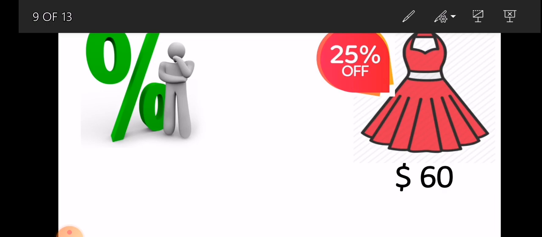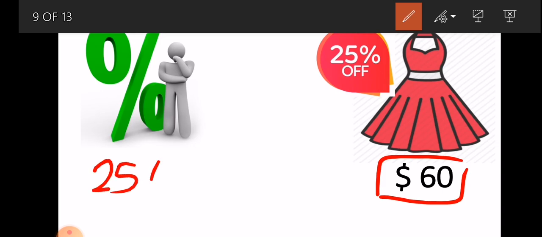Okay, we understand it, but how can we get the answer? So here, what is the price of the dress? It's $60. I want to get what is the meaning of 25% of the $60? 25% from the $60 are equal what? I know 25 from the 100. Yes, but 25% of the 60, how to make it?